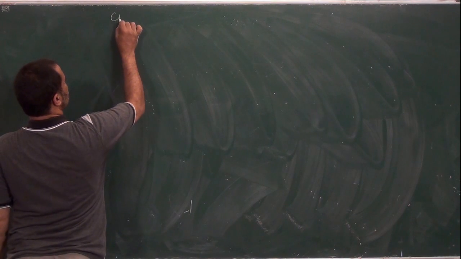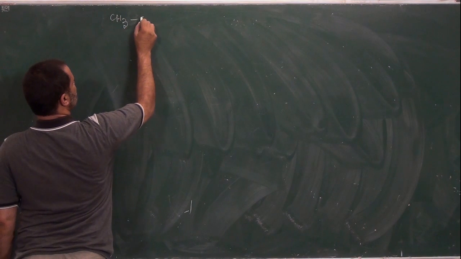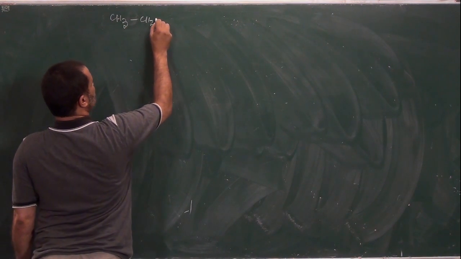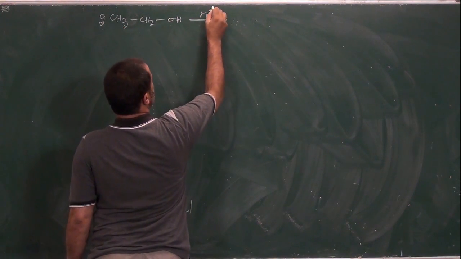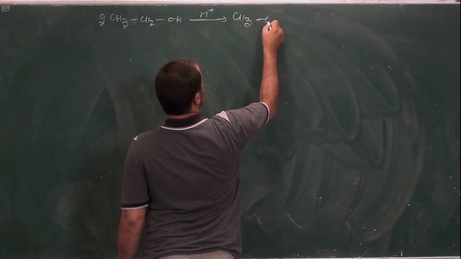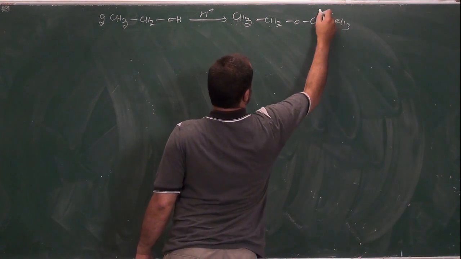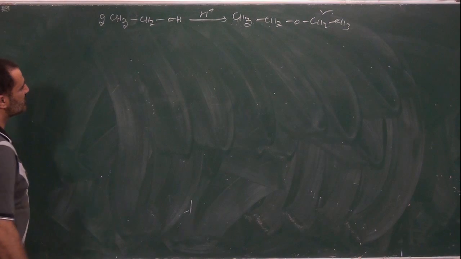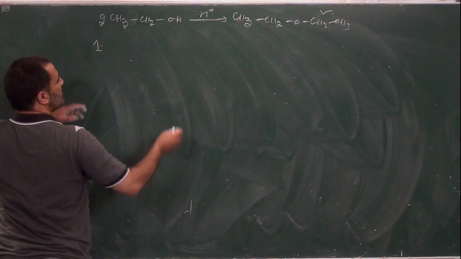Now, mechanism of the reaction. CH3CH2OH, twice, with H positive, giving CH3CH2OCH2CH3. Now this is the general reaction. I will give the mechanism. Step number one: protonation of alcohol.